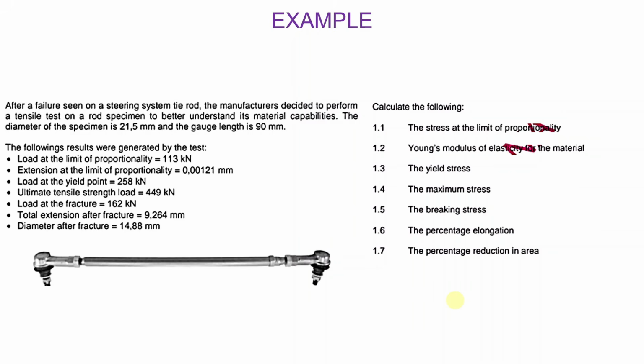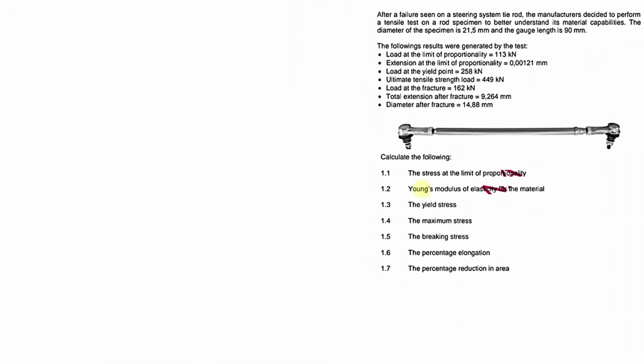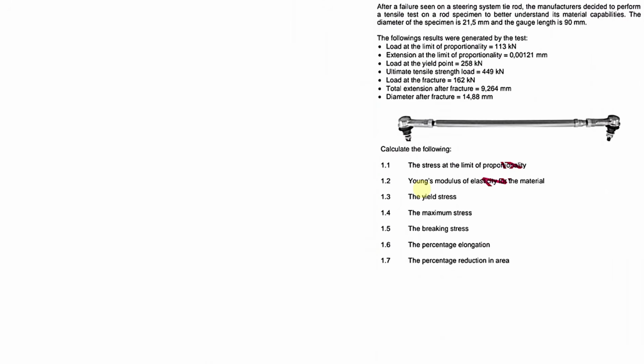So these are all the results that were generated. You have the load at the limit of proportionality, the extension at the limit of proportionality, the load at the yield point, the ultimate tensile strength load, the load at the fracture, the tensile extension after fracture, and the diameter after fracture. So they gave you all the data, and now you have to calculate these things here. So let us get into that question. It's long, but it's actually very easy to do.